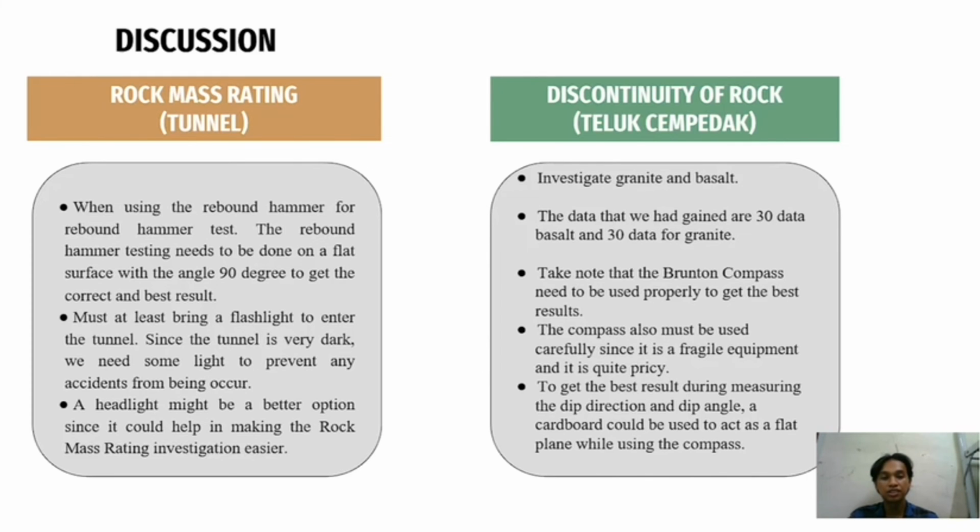And lastly, for discontinuity of rock at Teluk Cempedak, there were two types of rock that we investigated, which are granite and basalt. Both types of rock were investigated to find their dip angle and dip direction. The data that we gained are 30 data for basalt and 30 data for granite. Students should take note that the Brunton compass needs to be used properly to get the best result, and must be used carefully since it's a fragile equipment and it is quite pricey. To get the best result when measuring the dip direction and dip angle, cardboard could be used to act as a flat plane while using the compass.